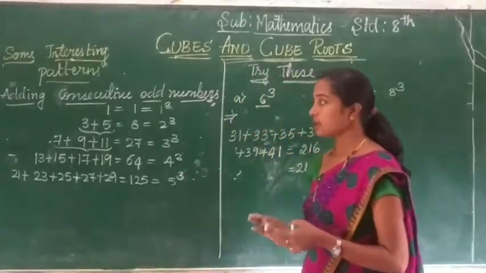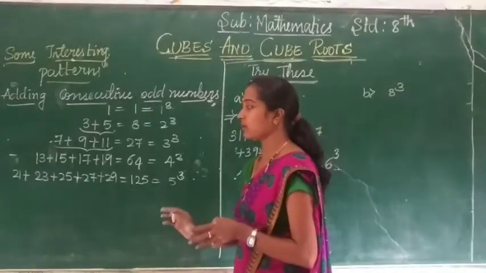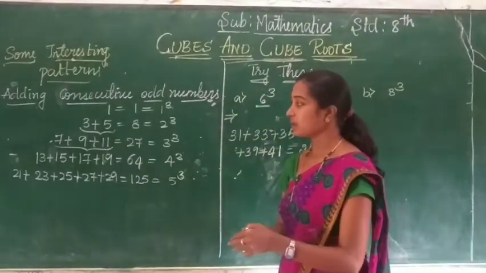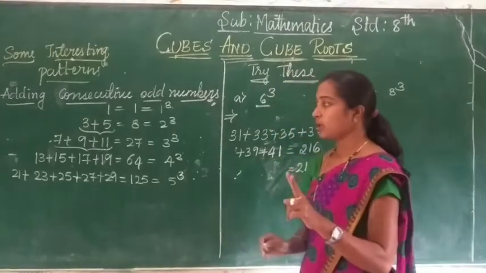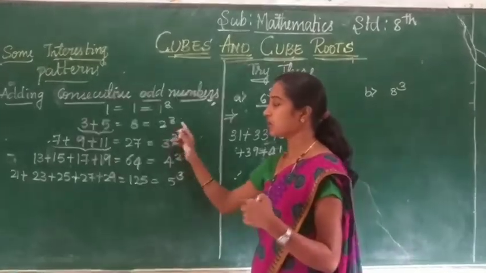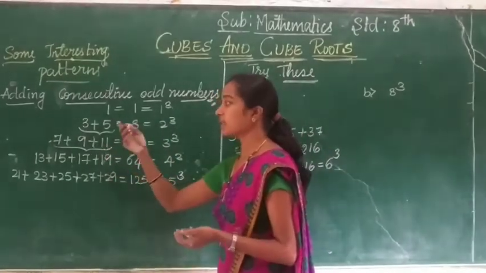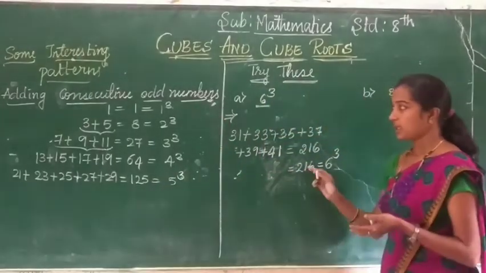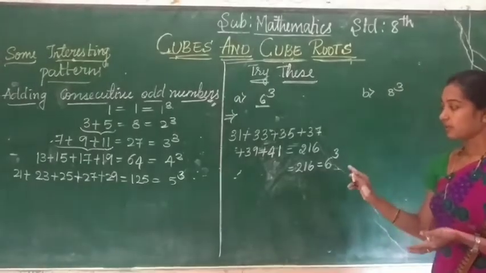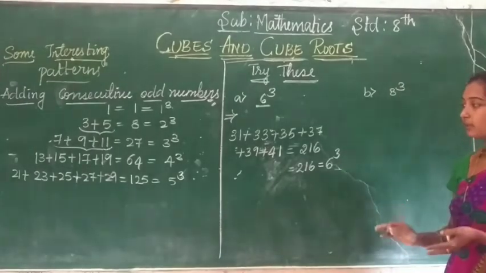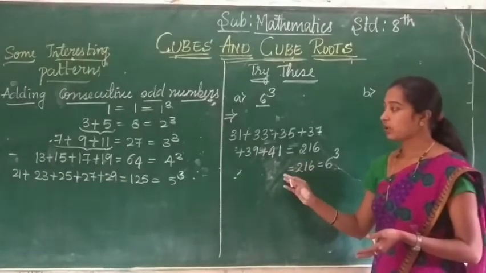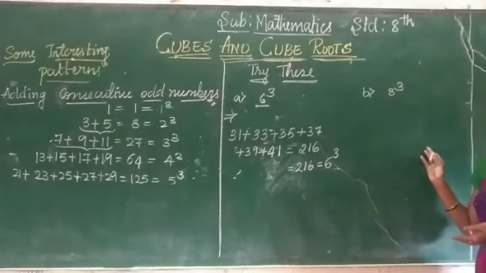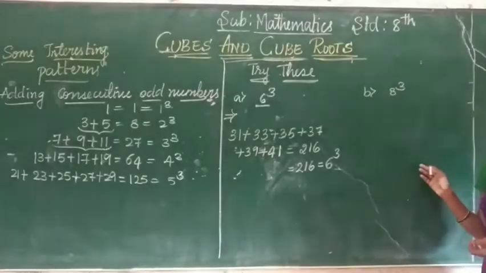But the odd numbers must be consecutive. See, 3 and 5 are two consecutive numbers, both added together give the cube. And observe, two consecutive numbers added together give the 2 cube value, and the next 3 consecutive numbers added together give the 3 cube value. Look at children, 6 cube, the value is 216, which comes from adding consecutive odd numbers like this. Do the remaining 2 problems in your textbook yourself, including 8 cube.